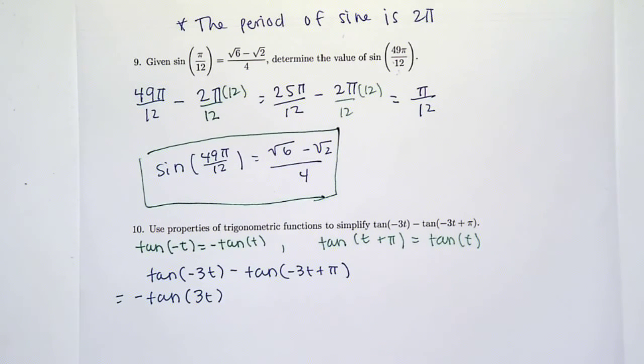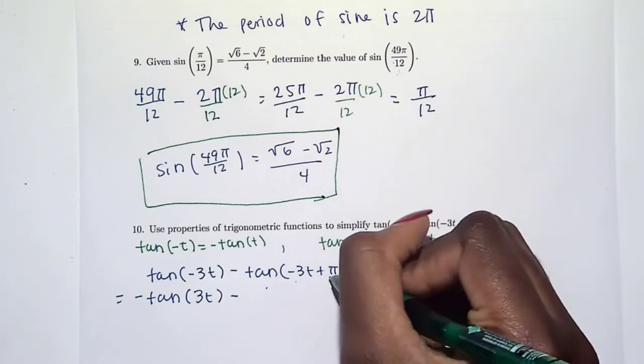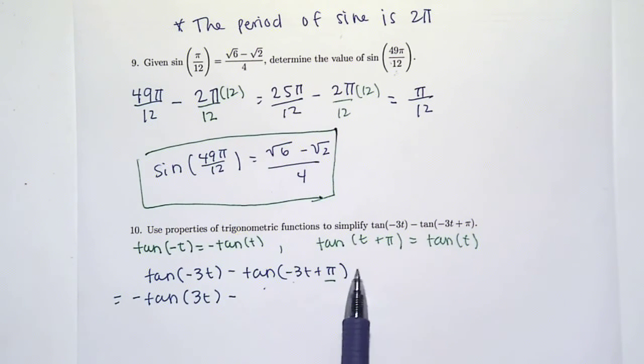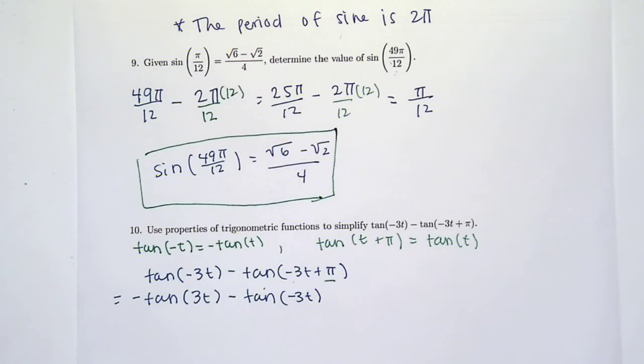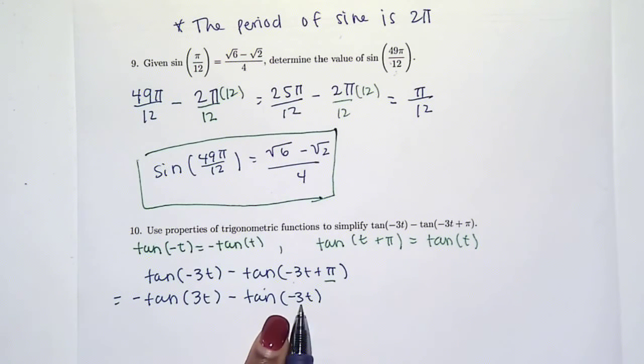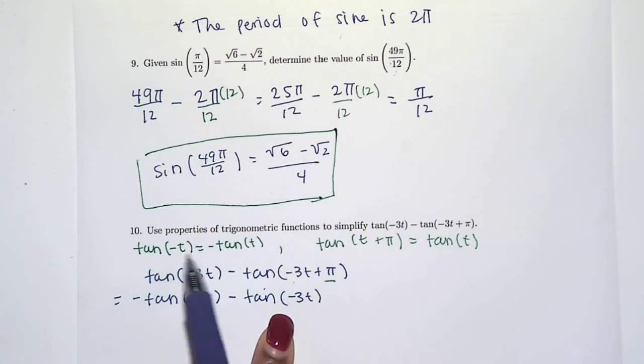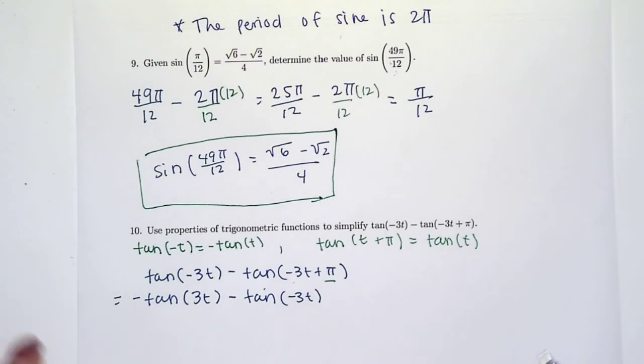Let's look at the next piece. Tangent of negative 3t plus pi, this pi is important. Tangent is periodic pi, so this is going to be the same as if we didn't add pi at all. Now we have negative tangent of 3t minus tangent of negative 3t. Well, we have a negative inside of our tangent. We already know we can take the negative out because tangent is an odd function. So let's do that.